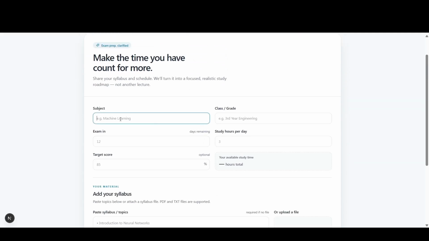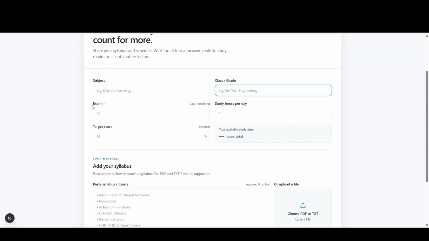You enter your subject, and you enter your grade or the class you're studying in, for example, third year engineering or something like that. And say, for example, you enter the time in how many days the exam starts, for example, 12 days, 10 days, and also the study hours per day. How many hours are you planning to study? And also the target score, the grade you're trying to achieve. Based on that, it also gives you your available study time.